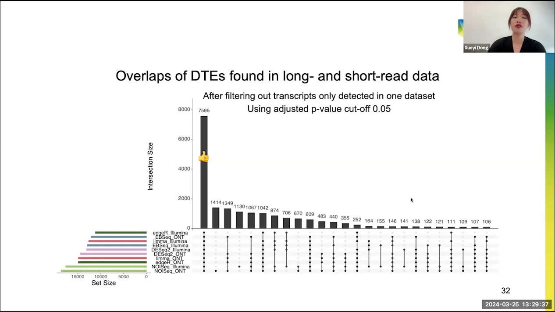So most of the DTEs are shared by all the methods on both the long read and short read datasets. But we also found out that some methods are detecting a high number of transcripts that are only detected by that one method. And we also find a high number of DTE transcripts that are only identified in the long read data.